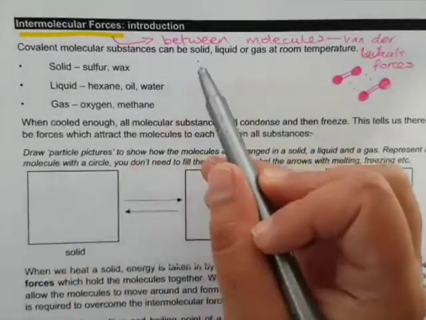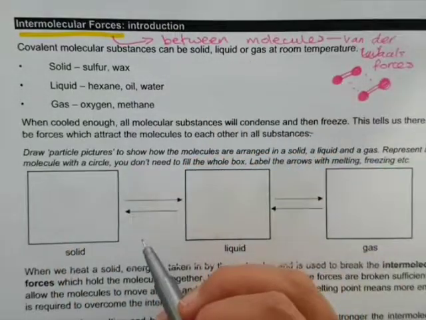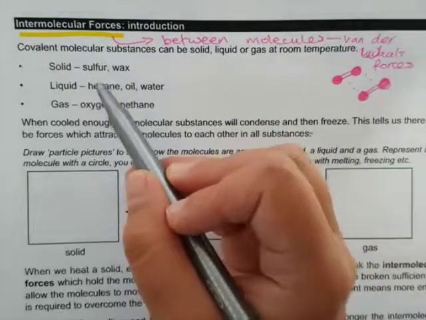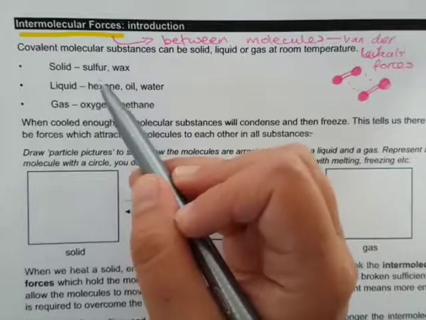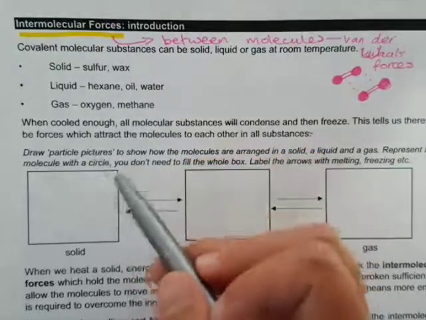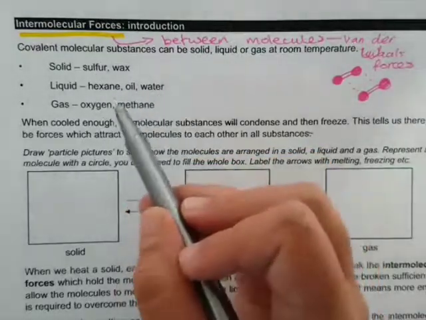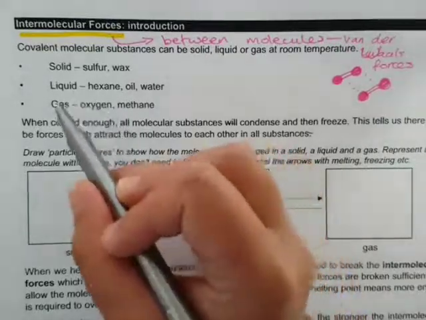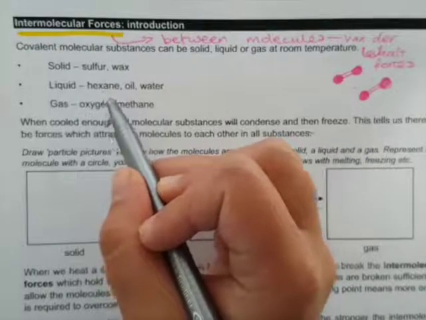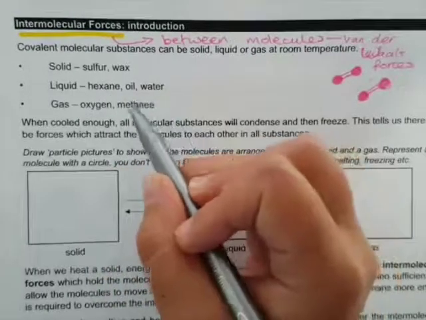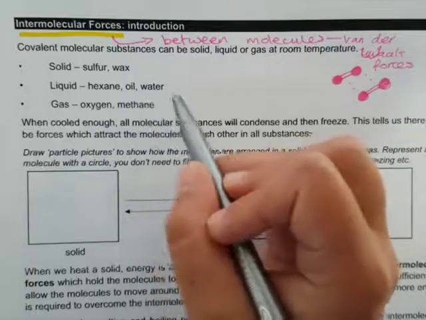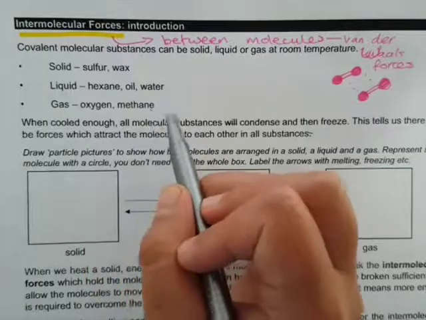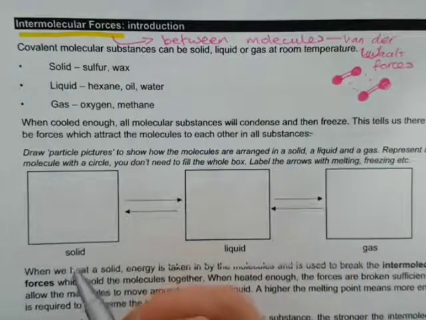Covalent molecular substances can be solid, liquid or gas at room temperature. And you probably know a lot of different common examples. So solids, sulfur is a yellow powder you might have seen in chemistry. Wax, just ordinary candle wax is a good example of a solid molecular substance. Butter would be another example, fat, lard, all these things. Liquids, you've got hexane, again a solvent that we would use in the lab, but then really common everyday things you've got at home, oil and water are also molecular substances. And gases, oxygen, methane, there's loads and loads of different examples again.